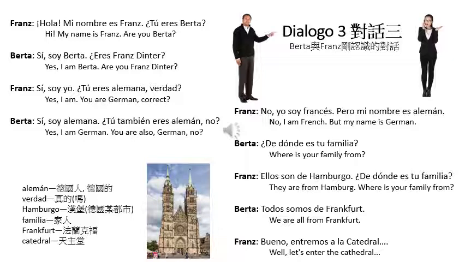Hola, mi nombre es Franz. ¿Tú eres Berta? Sí. Soy Berta. ¿Eres Franz Dinter? Sí, soy yo. ¿Tú eres alemana, verdad? Sí, soy alemana. ¿Tú también eres alemán, no? No, yo soy francés. Pero mi nombre es alemán. ¿De dónde es tu familia? Ellos son de Hamburgo. ¿De dónde es tu familia? Todos somos de Frankfurt. Bueno, entremos a la catedral.